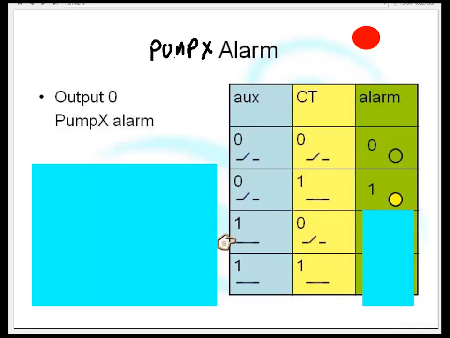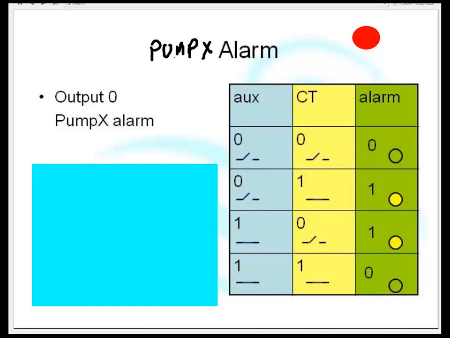Third option. My contactor is closed, but I have no flow. Contactor's closed and there's no flow. Yep, that's an alarm as well, because obviously my pump's not running. And finally, the fourth one, the contactor is closed and I've got a flow. Normal or alarm? Yes, that would be perfectly normal. I've told it to run and it has run, so that's good.